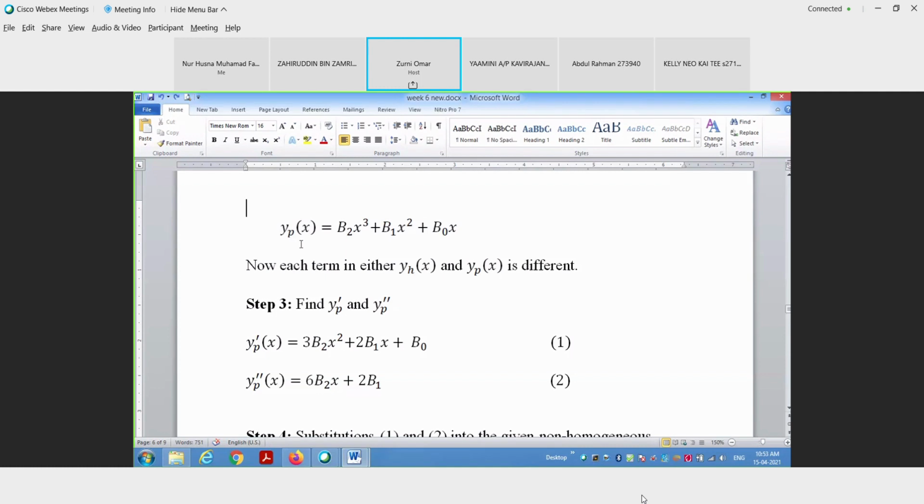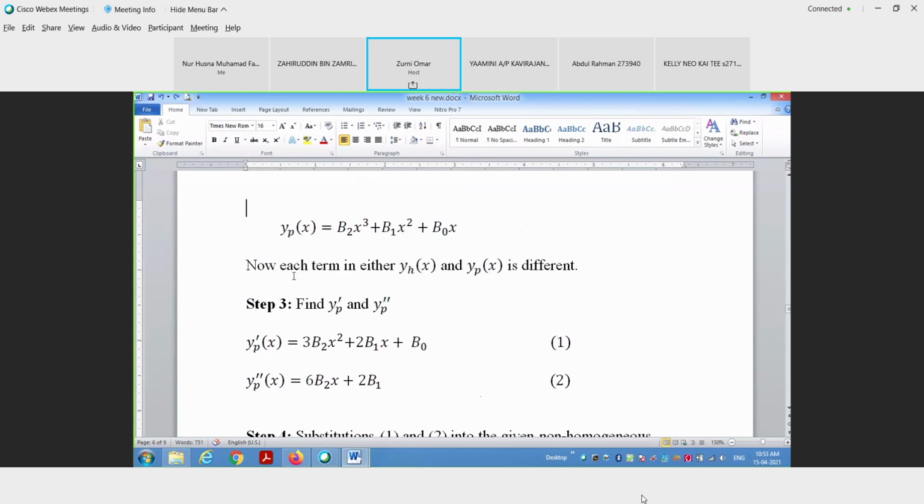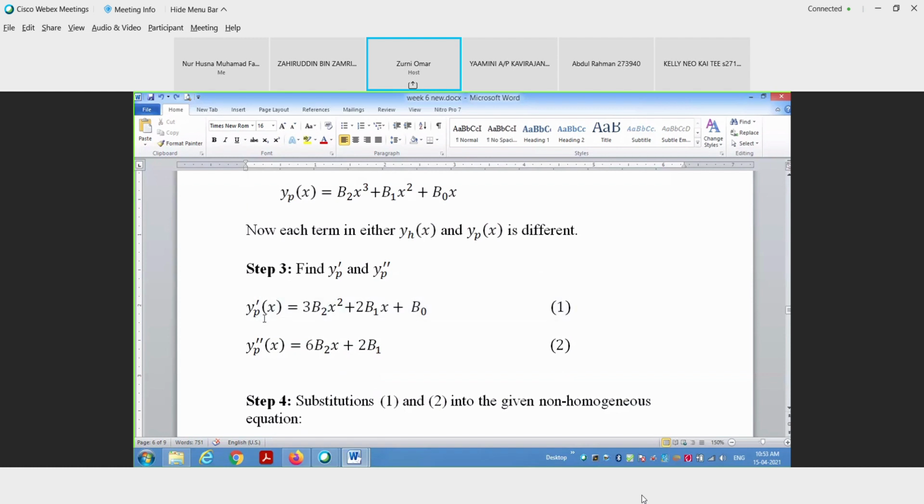So now the next step, since we are dealing with a second order ODE, we need to differentiate once and twice. We differentiate yp. Differentiate yp once, you have what? Differentiate b2 x cubed, we have 3 b2 x squared. You differentiate b1 x squared, you have 2 b1 x. You differentiate b naught x, you get b naught.